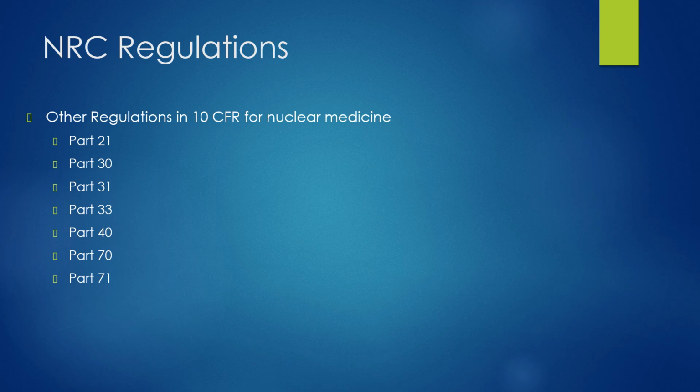Other regulations in 10 CFR for nuclear medicine: Part 21, 30, 31, 33, 40, 70, and 71. We already talked about 71. The rest of them are really minor. They just kind of expand on things that were in the other ones. The main ones that you need to know are 19, 20, 35, and 71.